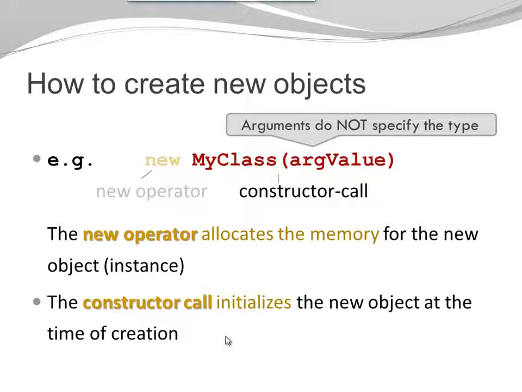Also notice that in my constructor call, I specify an argument, and arguments do not specify a type, so this is different from the parameter in our constructor declaration. First, in my constructor declaration, I specified what type needs to be passed. Here in my constructor call, I just pass the argument of the appropriate value. The type is no longer mentioned.